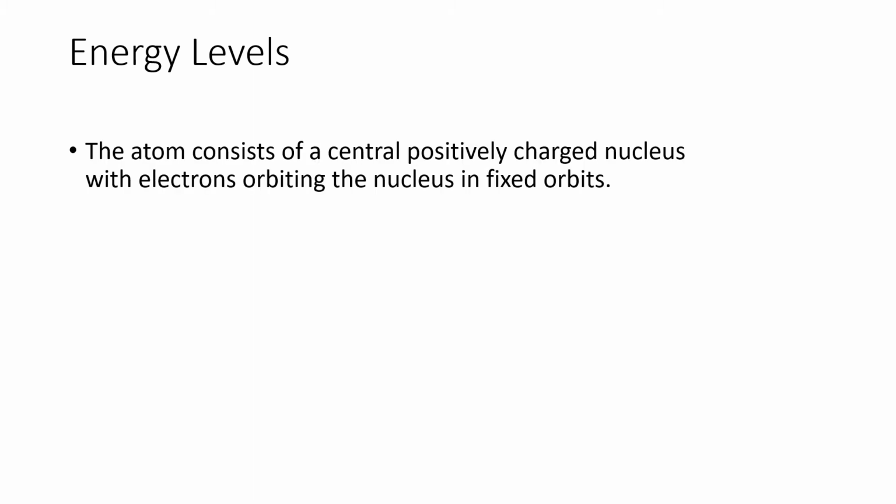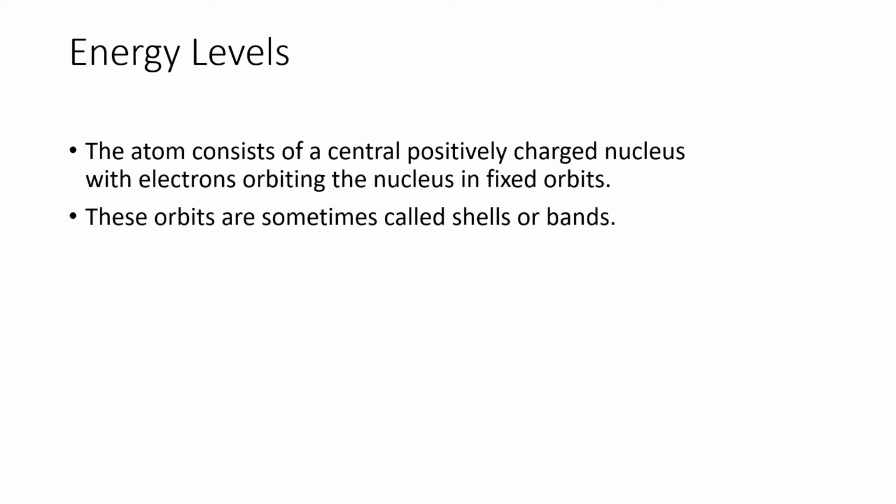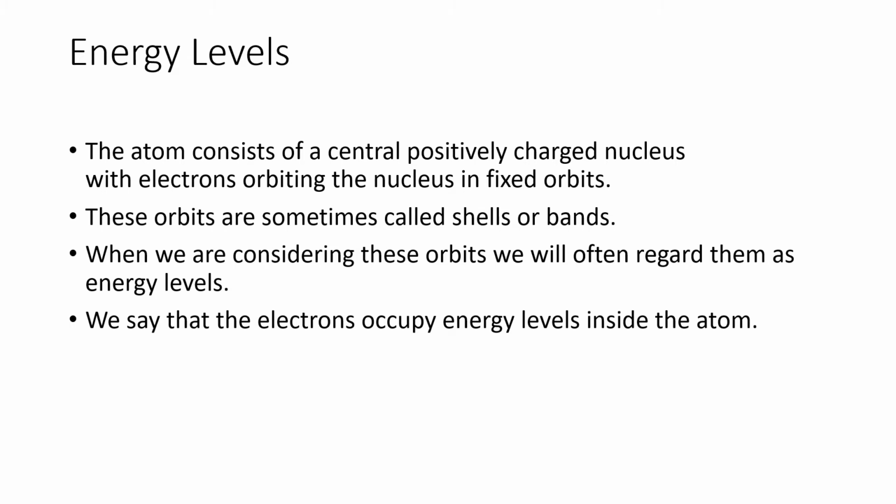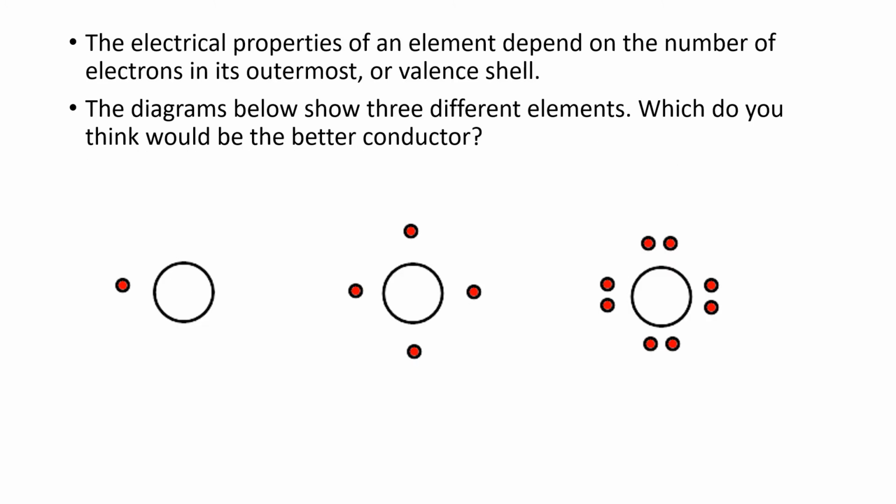So to summarize so far, the atom consists of a centrally positively charged nucleus with electrons orbiting the nucleus in fixed orbits. These orbits are sometimes called shells or bands. When we are considering these orbits, we will often regard them as energy levels, and we say that the electrons occupy energy levels inside the atom. Electrical properties of an element will depend on the number of electrons in its outermost or valence shell. Earlier I mentioned that potassium having 1 electron on its outside orbital would be significant. It actually determines what its properties would be in terms of conductivity.